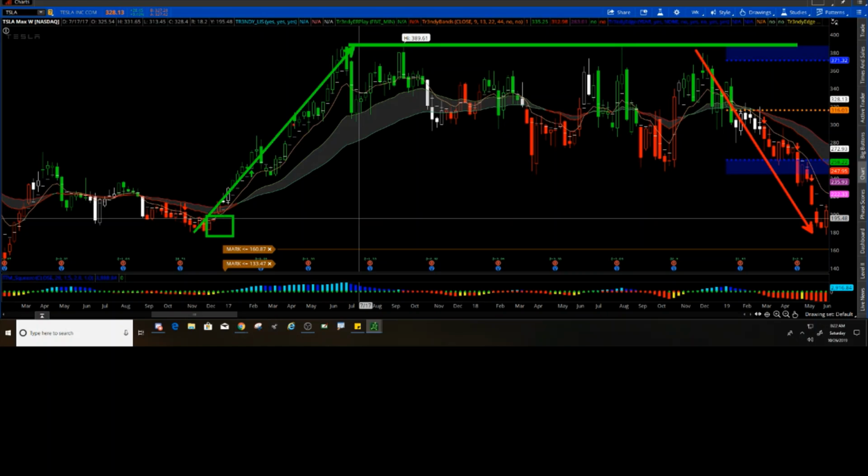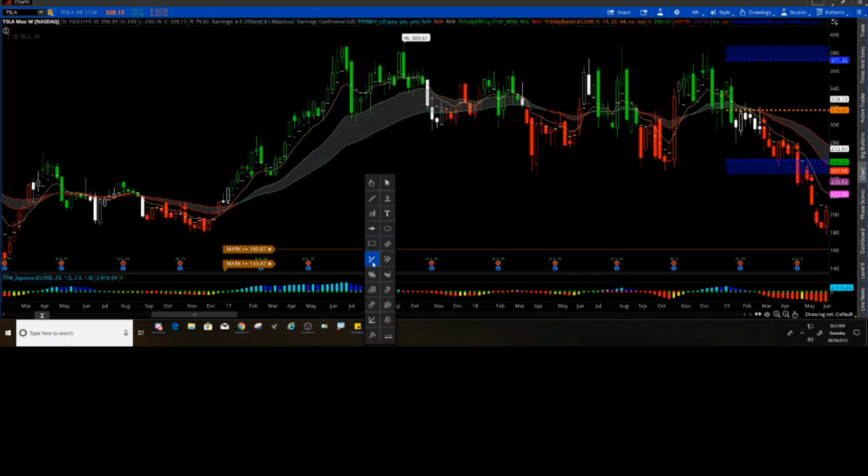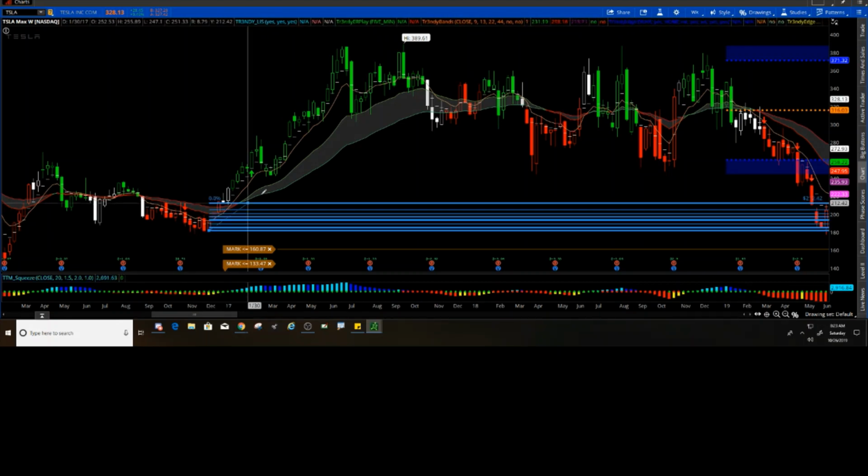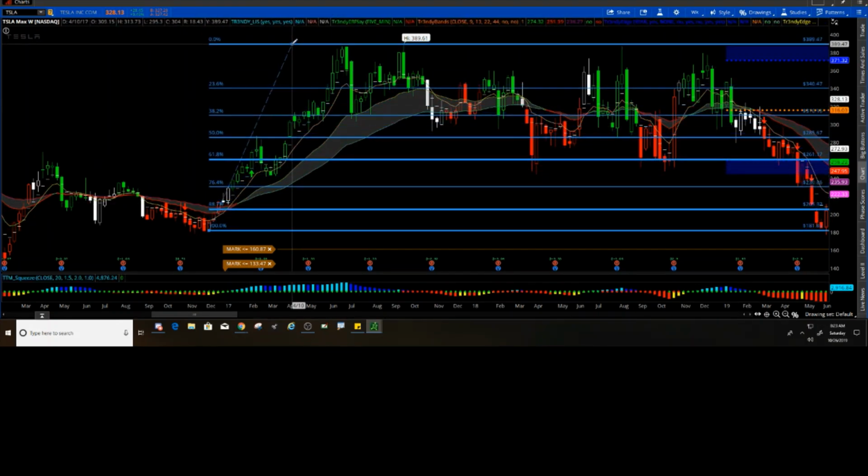Now, how would you know that if you didn't know how to identify targets, or you didn't have the Trendy edges? Well, the first thing would be the Fibonacci, right? So again, please go back and review if you did not. We're going to use your fib underneath the origin of the move to the pivot high.